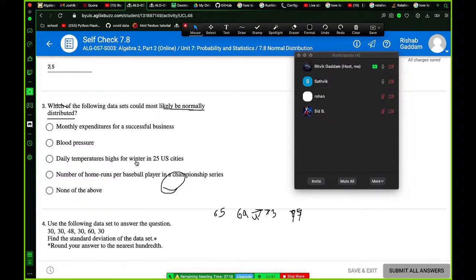I think maybe blood pressure. Yeah. I'm pretty sure you're saying that because in the last problem there was blood pressure. Yeah, but I also think it's this maybe.